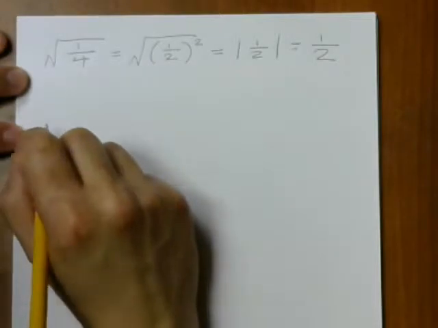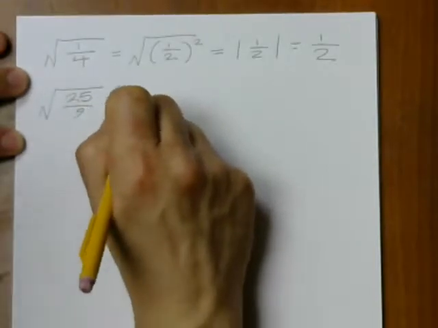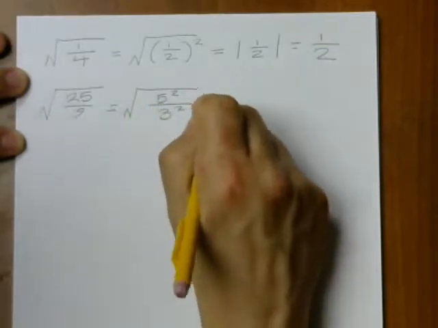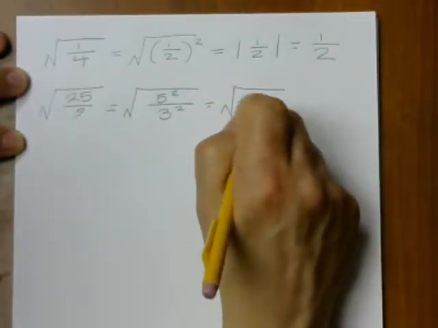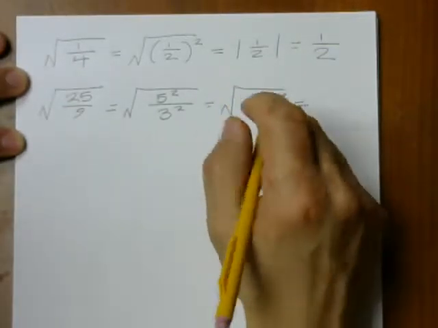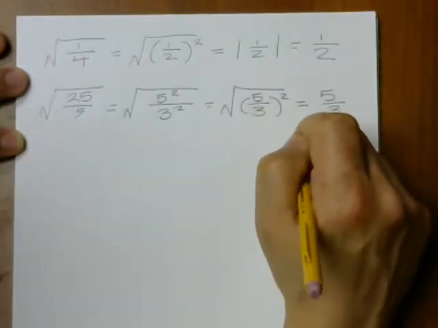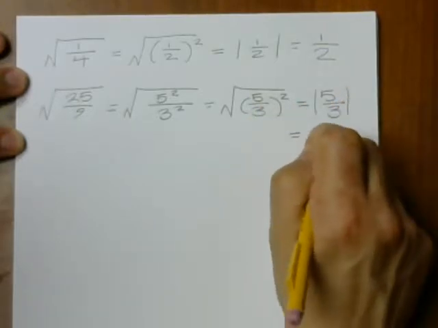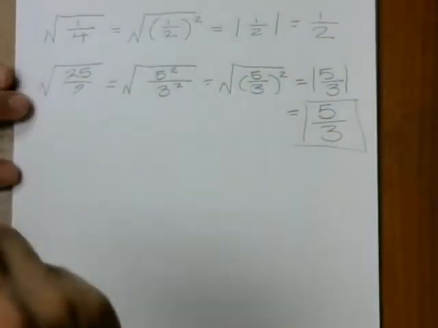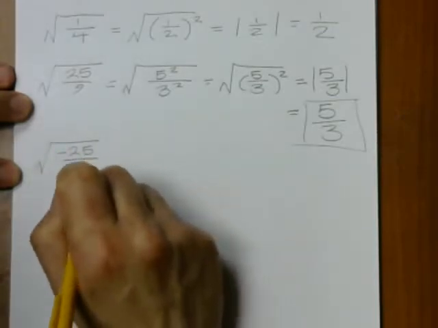Similarly, if I wanted something like the root of 25 over 9, well, I know that 25 is 5 squared. I know that 9 is 3 squared. So this is 5/3 squared. And even though there are two square roots, there's one principal square root, which is what I'm being asked by this radical symbol. I have to take the absolute value of 5/3, which is just 5/3.